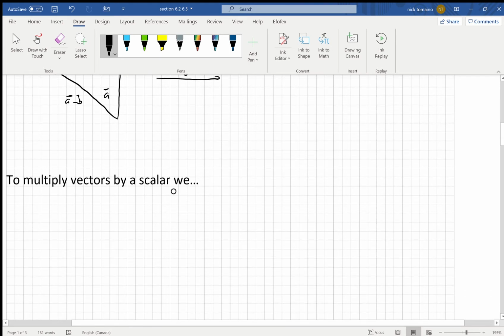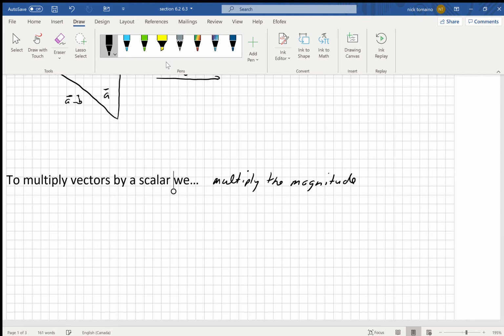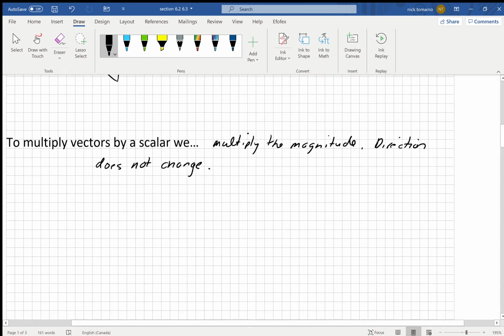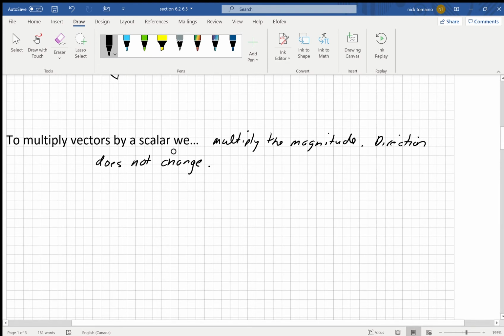And to multiply a vector by a scalar, we simply multiply the magnitude, and the direction does not change. It's also important to know that a lot of our algebraic properties apply to vectors as well.